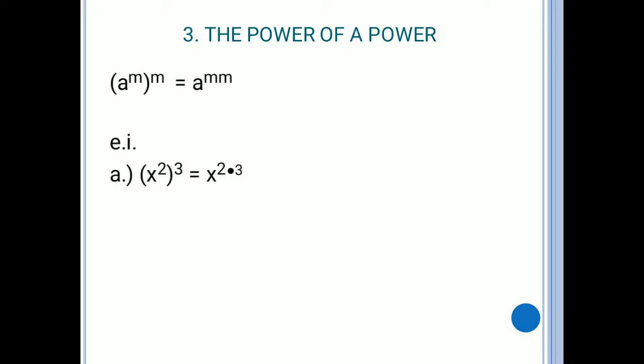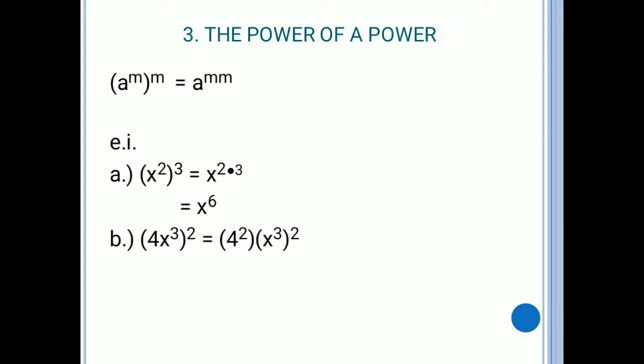Quantity x to the second power raised to 3. So, the answer is x, o yung exponent ng nasa loob ay imumultiply sa exponent sa labas. So, 2 multiplied by 3 is equal to 6. So, our final answer is going to be x to the 6th power.